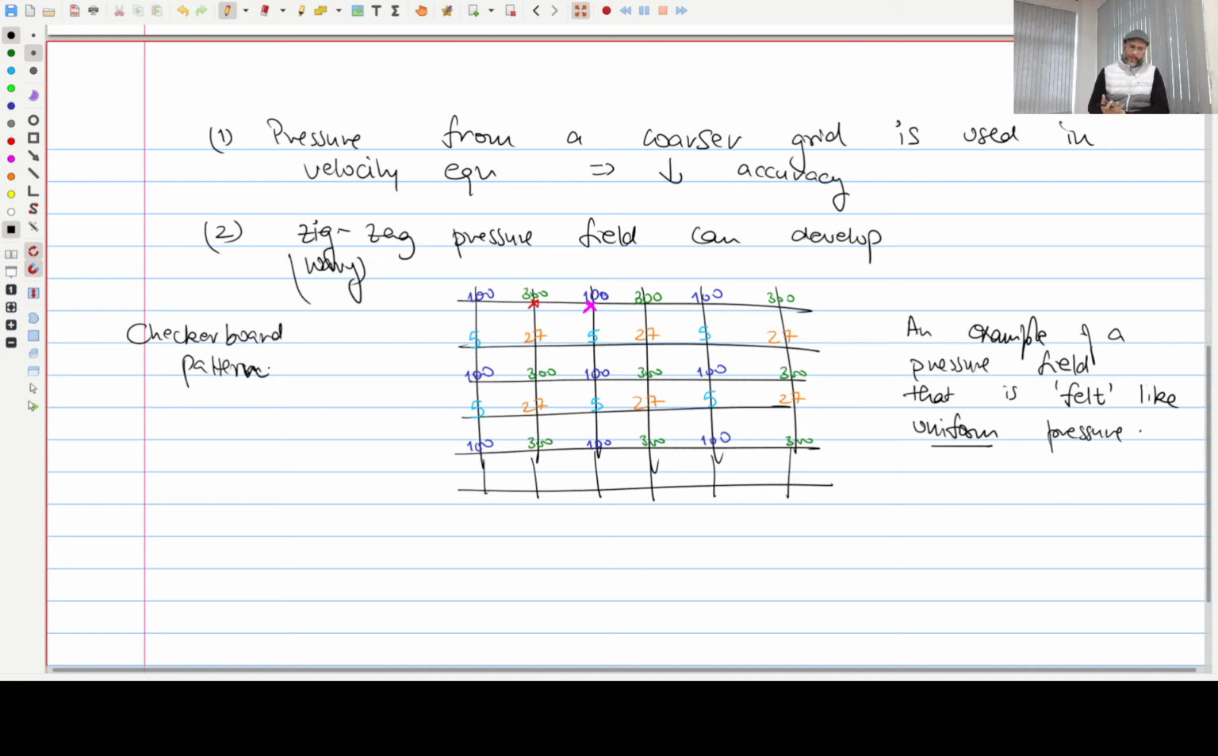So if during the solution this kind of a pressure field got generated, there is nothing stopping this from being preserved. It will just stay as it is because you've got a pressure field that satisfies the equations. So you sort of have got the right pressure field. There is no correction as such in this anymore.